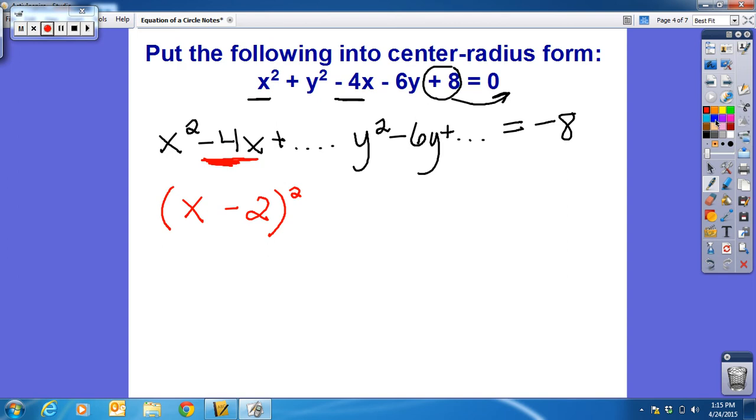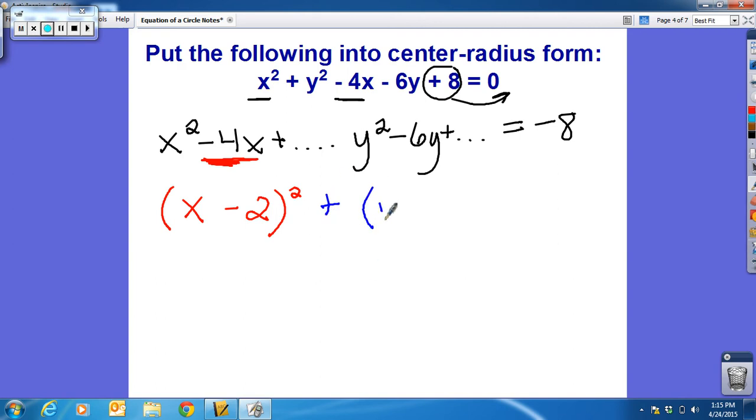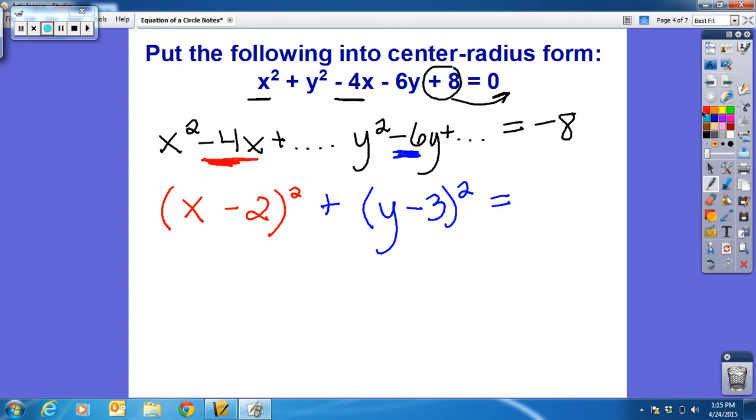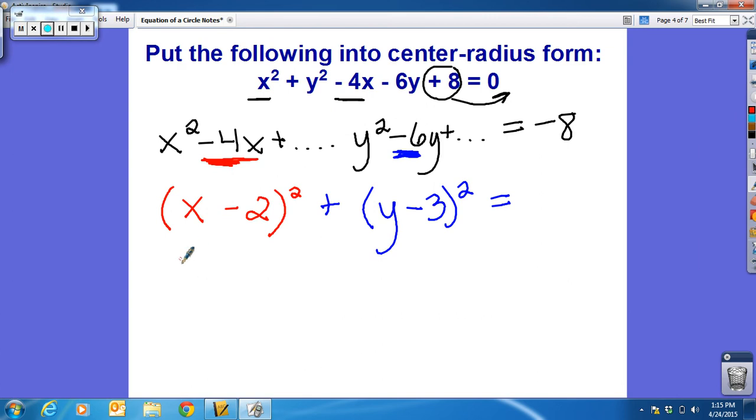I'm going to change the color here, and I'm going to do blue for y, and we're going to do the exact same thing. So plus sign in the middle, and now I'm going to do y. Half of the coefficient of y would be -3, so I'm going to do y minus 3 squared equals. Okay, so now I'm going to go back to red. We have to finish this equation. I'm going to go back to the x's here. If I were to FOIL this out, I would get x squared minus 4x plus 4.